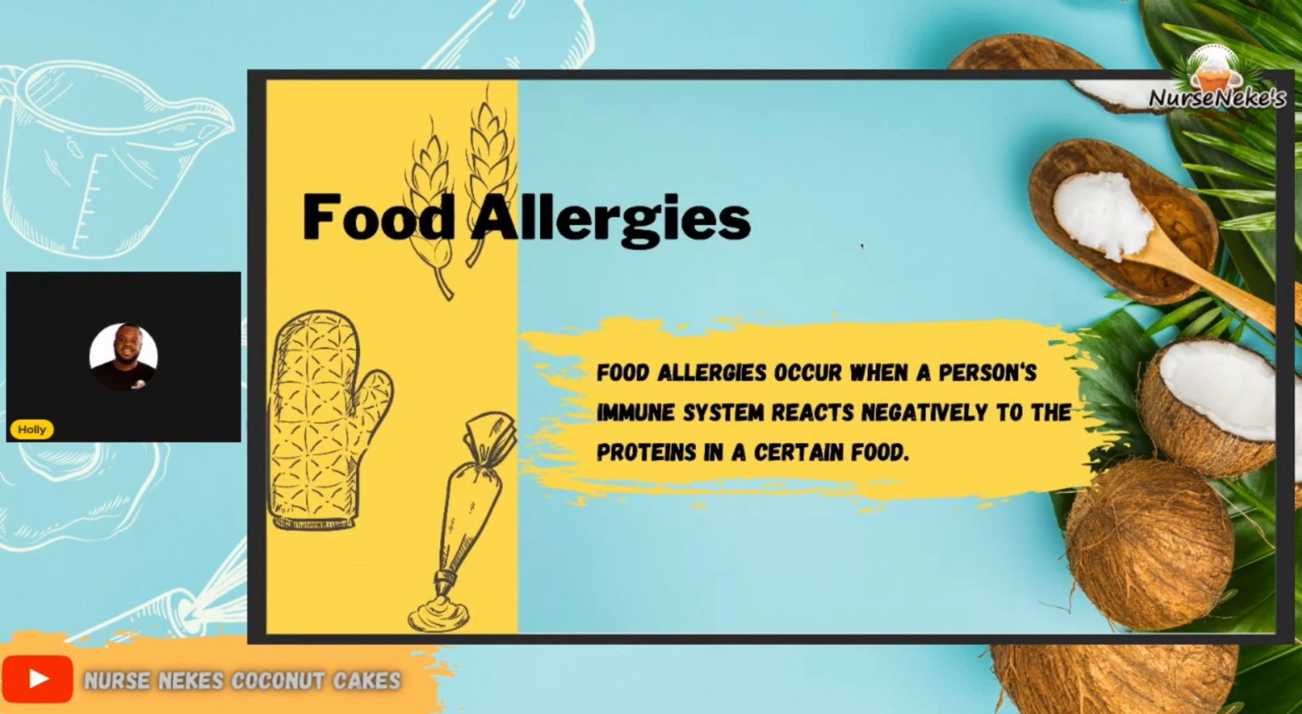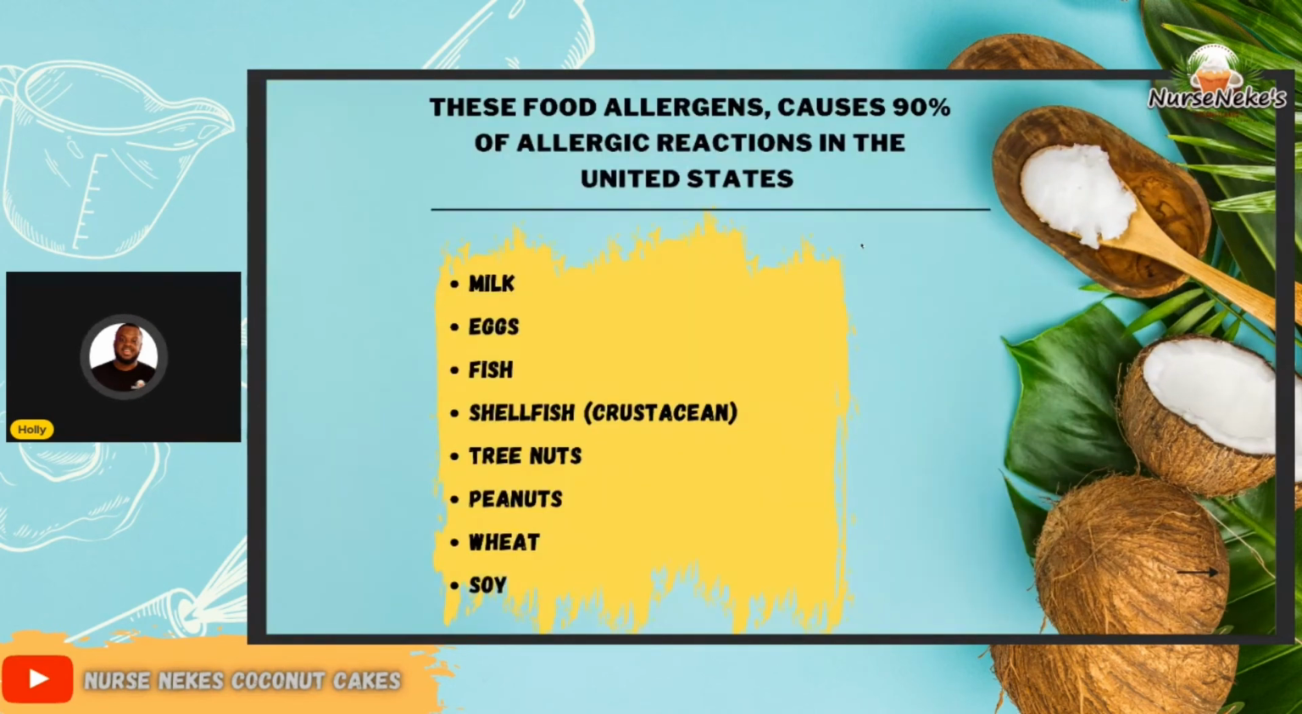Food allergies. Food allergies occur when a person's immune system reacts negatively to the proteins in a certain food. Now, these foods cause about 90% of allergic reactions in the United States: milk, eggs, fish, shellfish, also known as crustaceans. We're talking about shrimp, crawfish. You have tree nuts, peanuts, wheat, and soy. You also notice too, this whole list is basically the same list. If you're doing cottage food, these items they want you to have labeled on your cottage food items.